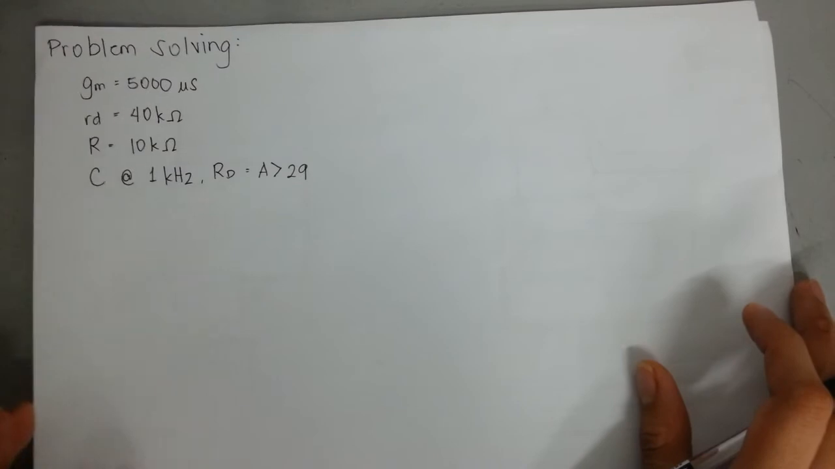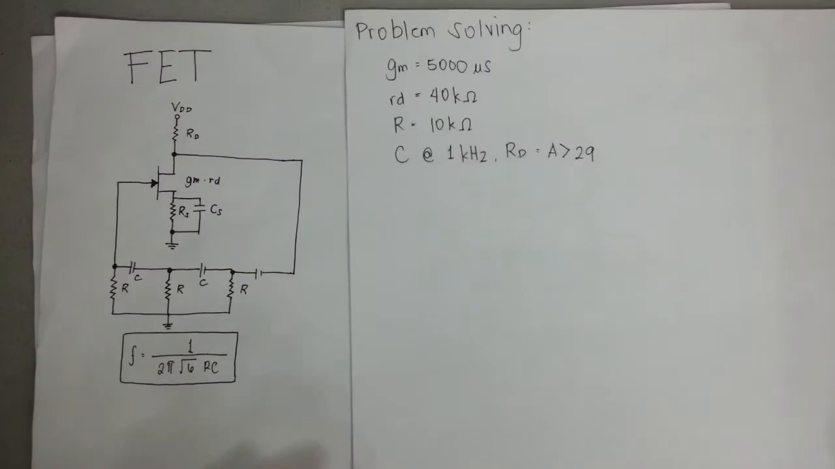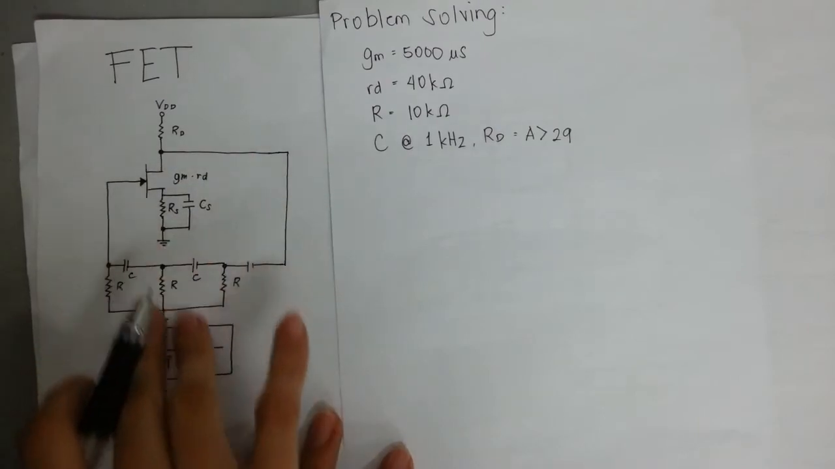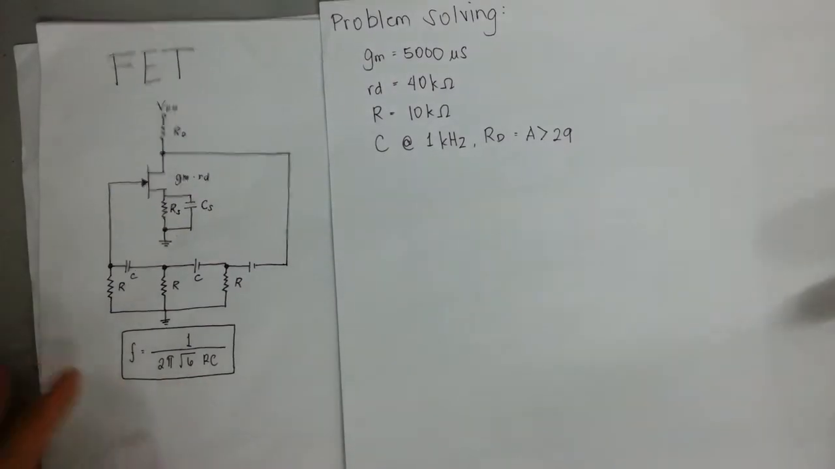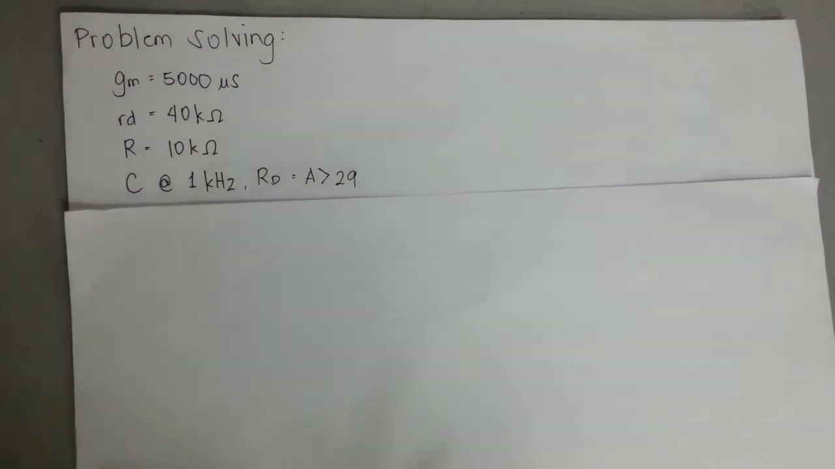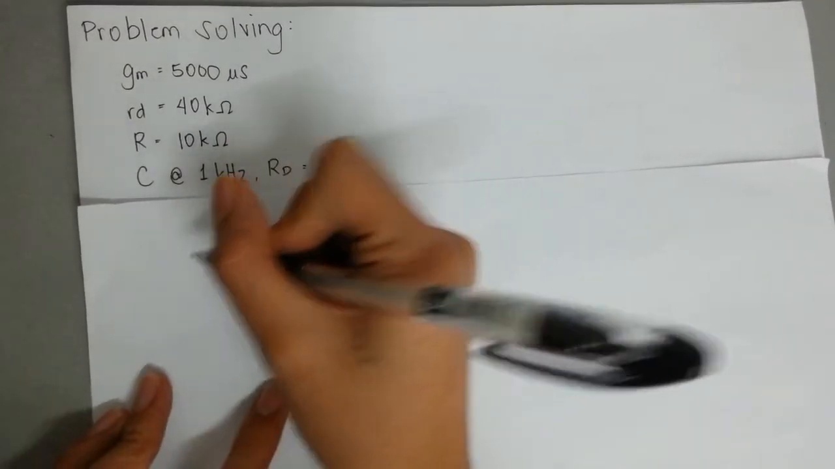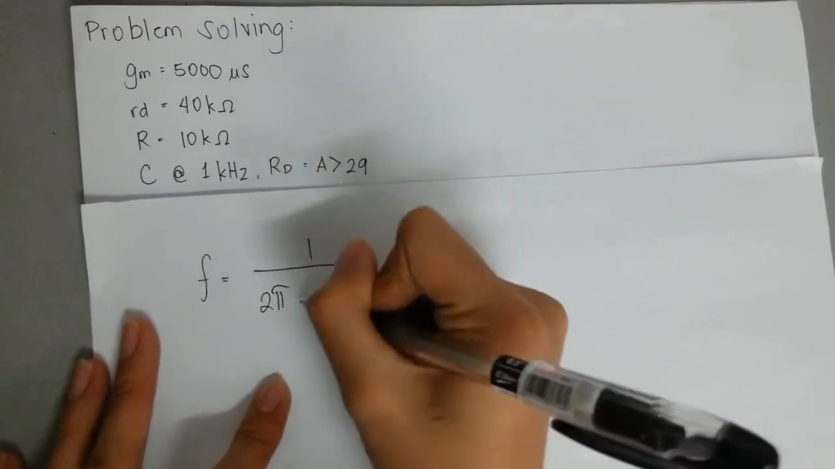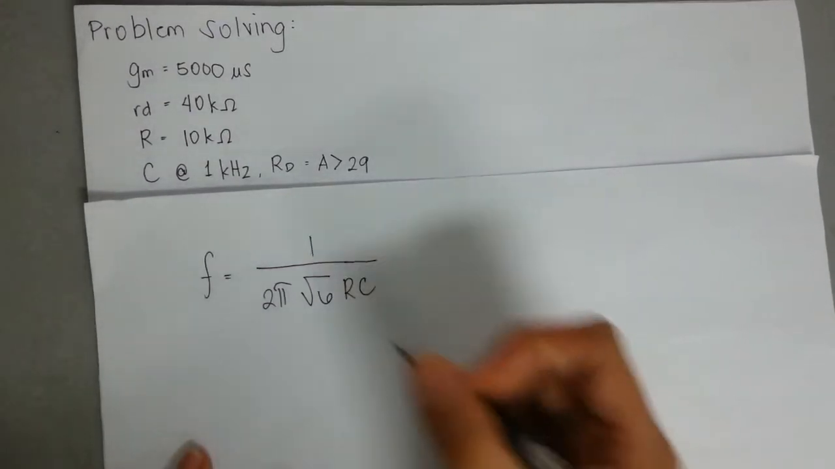So first, we can get the value of the capacitor using the frequency formula for the FET configuration, which is 1 over 2 pi square root of 6 RC. So we can get the value of C, to find the capacitor for the oscillator operation. The formula for the frequency is f equals 1 over 2 pi square root of 6 RC. Now we have to derive this equation to get the capacitor.